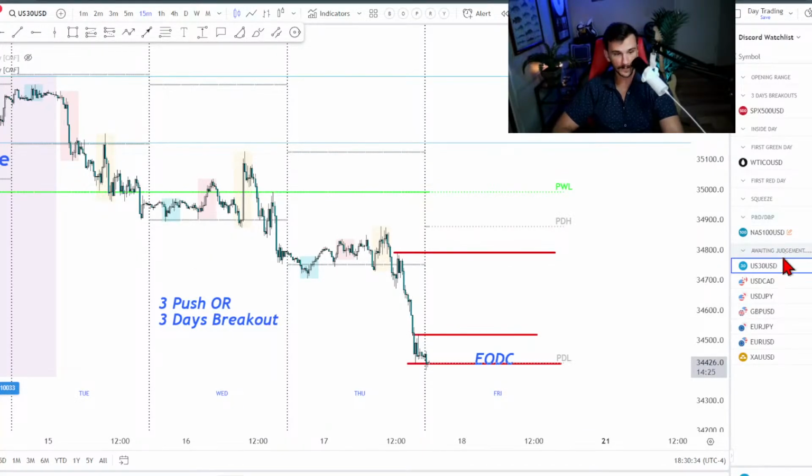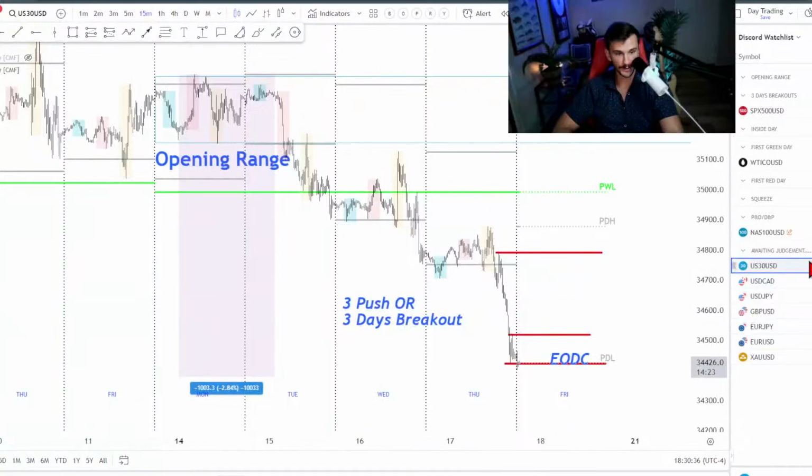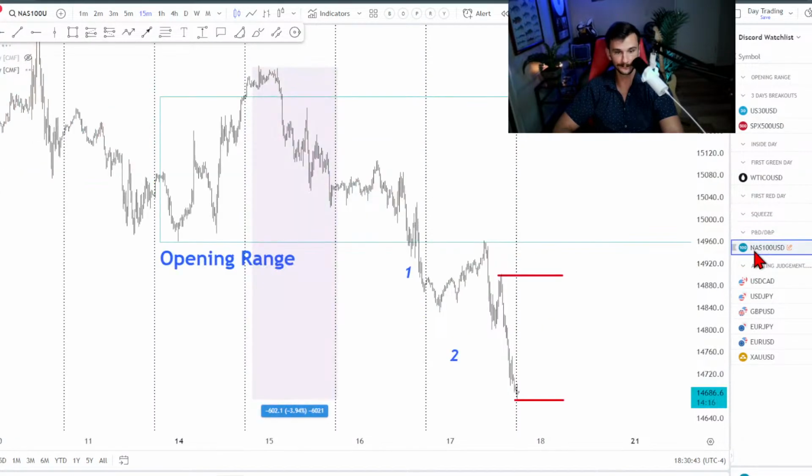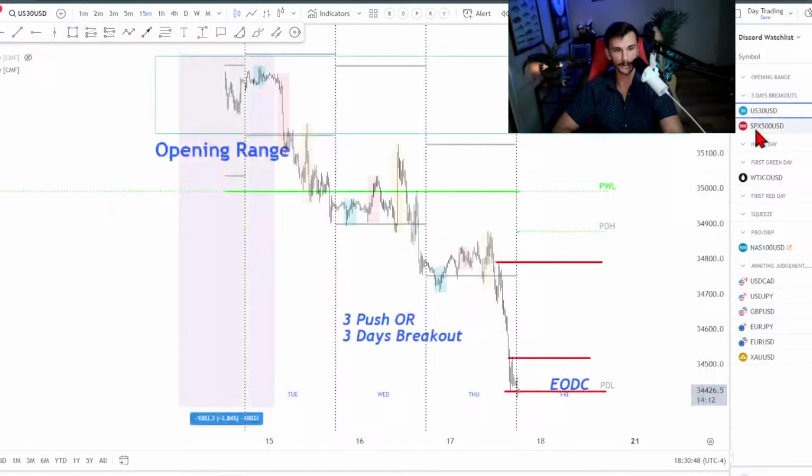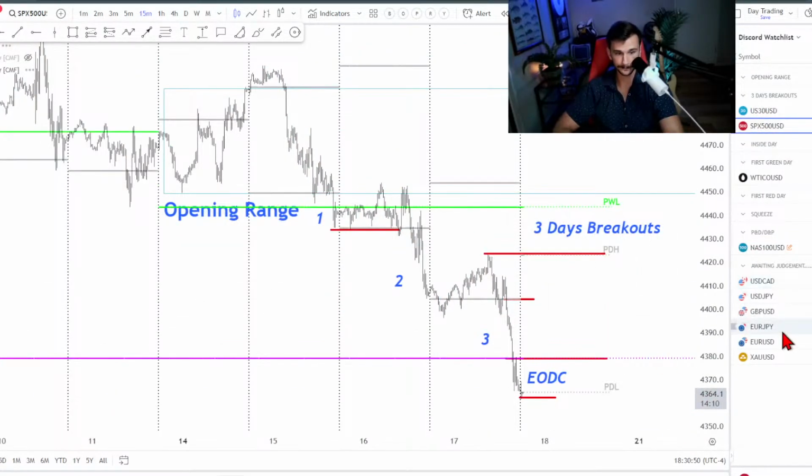Okay, moving on. US 30, end of day consolidation, 3 pushes out. No signal day other than those 3 days of breakouts. Nasdaq is the odd one out that I like less. It still exists. It's still there, but I think that US 30 and S&P are looking a little bit better.